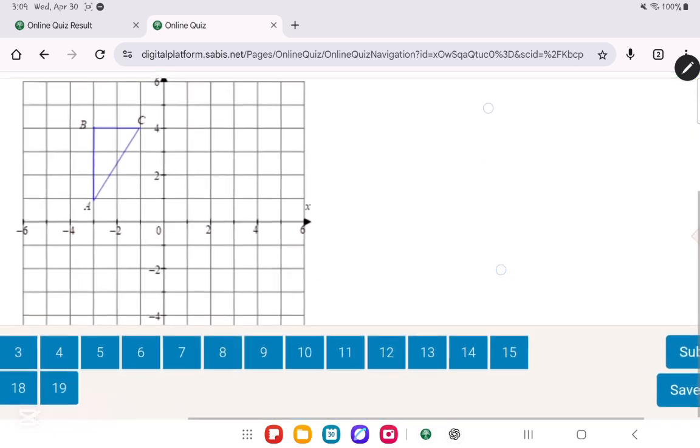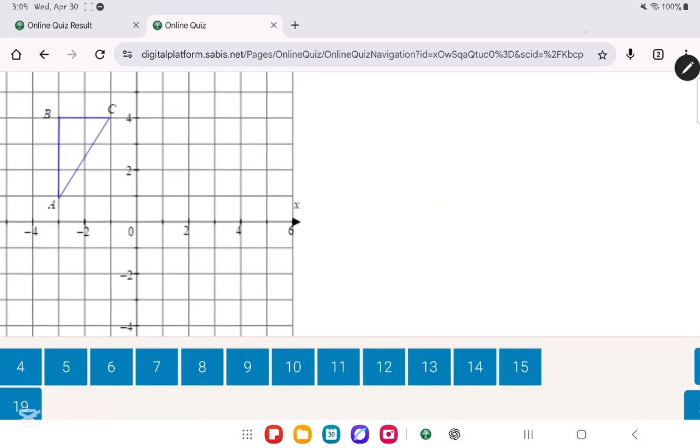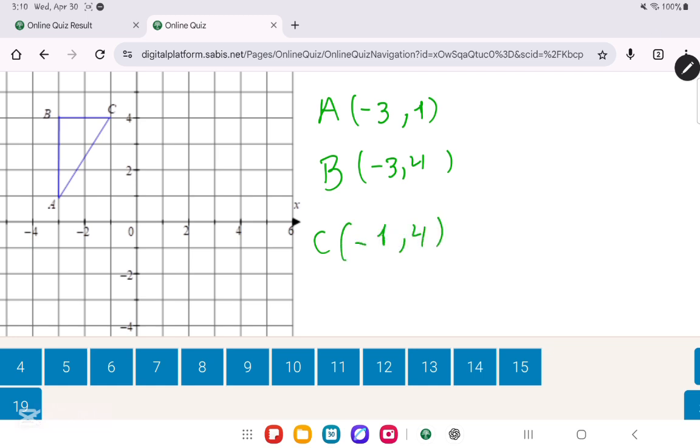Okay, so let me come over here. Let me choose the points that we have. First point that we have is A. Point A is (-3, 1). Then we have point B. Point B is (-3, 4). And then finally we have point C. Point C is (-1, 4). So A is (-3, 1), B is (-3, 4), and C is (-1, 4).